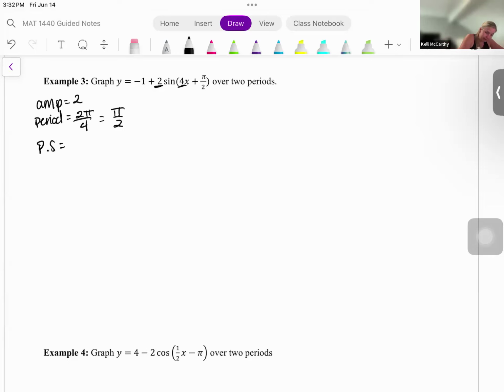Our phase shift, again, we're looking at that form 1 of the sinusoidal function, which is really more common than seeing form 2, but I think it's helpful to see both of them. It's going to be pi over 2 divided by 4, which simplifies to pi over 8. Because it's a positive or plus pi over 2 inside the parentheses, it's actually going to be to the left.